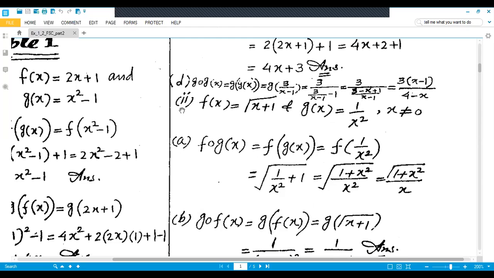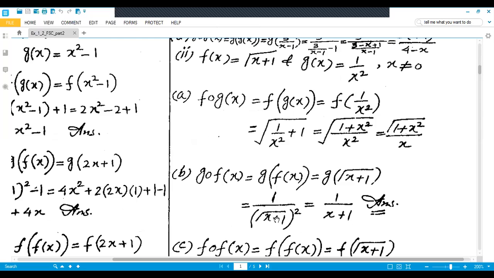Part B for the second part is g of f of x, which means that in the function g of x, where you find x, you put the value of f of x. So g of f of x is g of under root x plus 1. So where you find x in the function g of x, you put this value. So 1 over under root x plus 1, the square root and square cancel, so you get 1 over x plus 1.